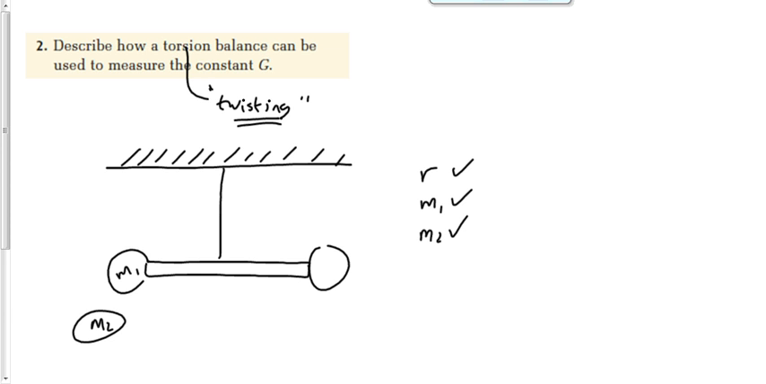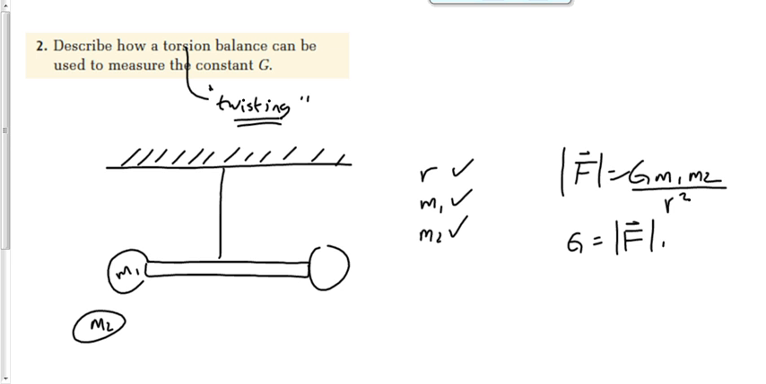Now there's one more variable that we need, however, to find the value of G, and that's force. If we're going to use Newton's law of universal gravitation equation to find the value of G, which is exactly what Cavendish would have done, taking this equation and rearranging it, G equals F times R squared over M1 times M2, we need the value of F. How do we get the value of F from this experiment?